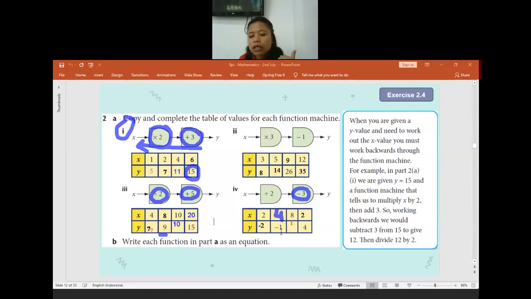And now for the second one, I already have the output. The output is negative 1. I need to find the input. I need to do it from the back in the opposite way. So negative 1 plus 3 equals 2. And then this is divided by 2. Because the output is given, we need to find the opposite, so it means times 2. 2 times 2 equals 4.